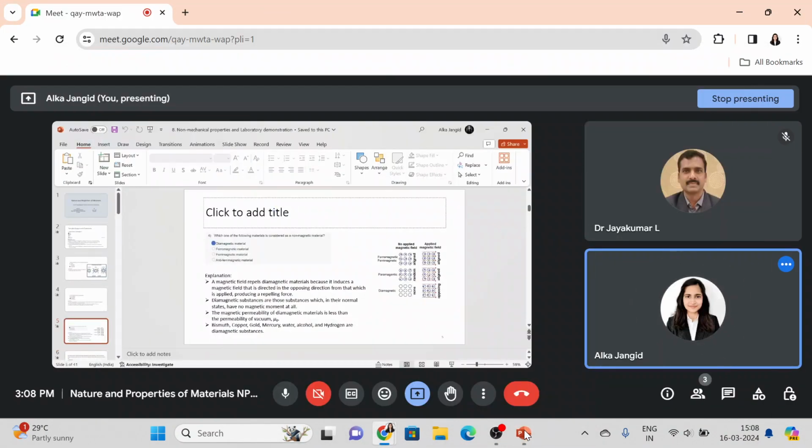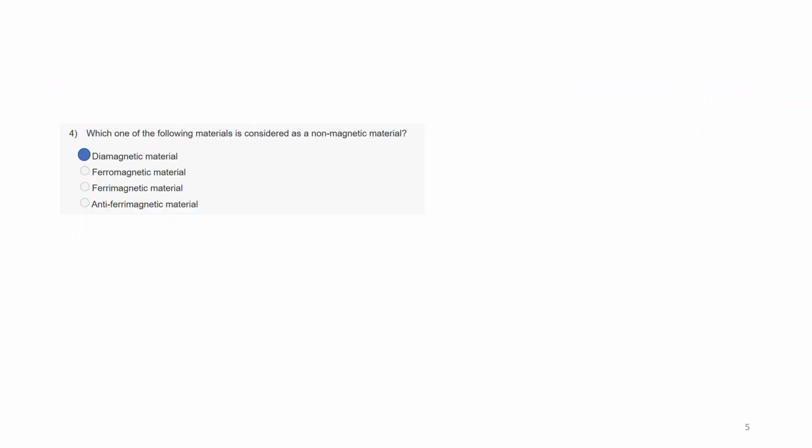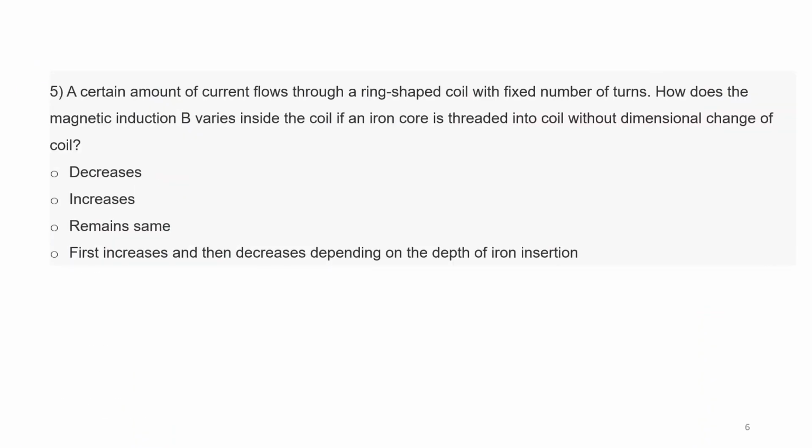Next question is, a certain amount of current flows through a ring shaped coil with a fixed number of turns. How does the magnetic induction B vary inside the coil if an iron core is threaded into the coil without dimensional change of the coil? So in case of transformers as well, you might have studied about the existence of an iron core or some core. So your options are these.